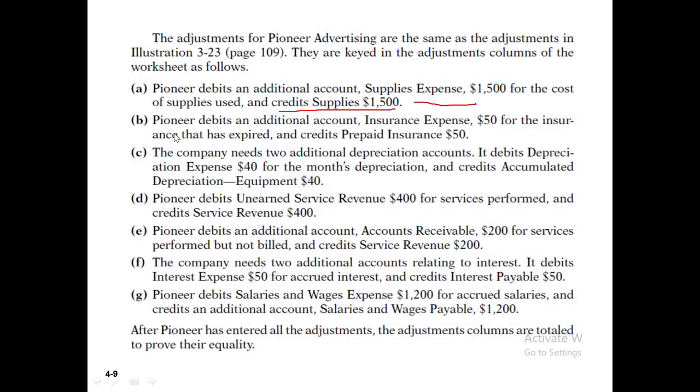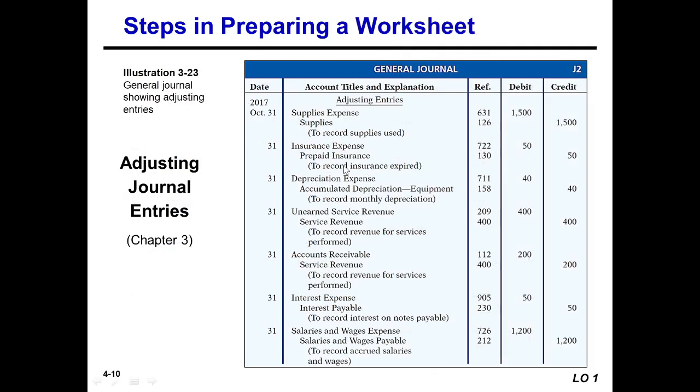Okay, number two, Pioneer debits additional accounts. Insurance expense 50 for the insurance that has expired, and credits prepaid insurance. So here insurance expense will be debit and prepaid insurance will be credit. So this is the insurance expense debit and prepaid insurance credit here.